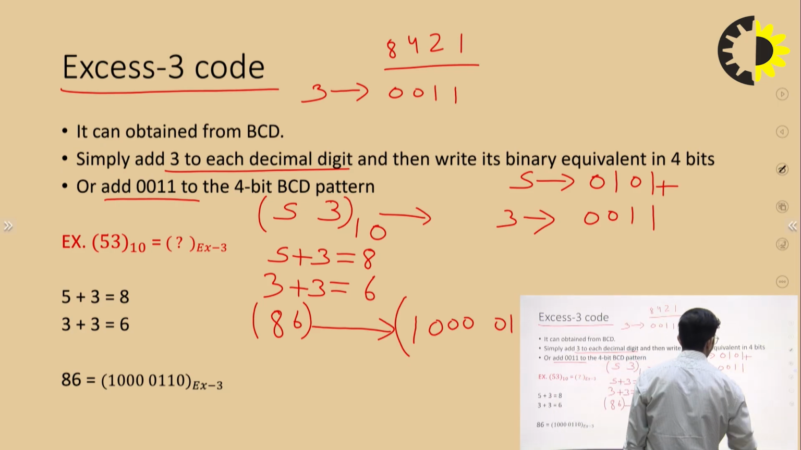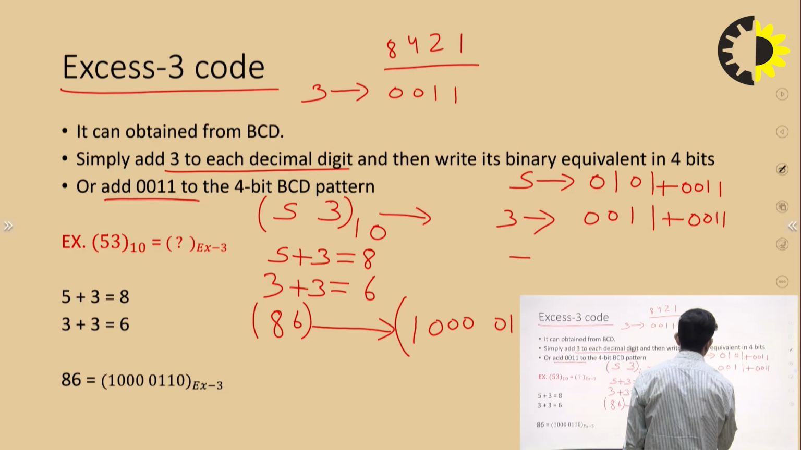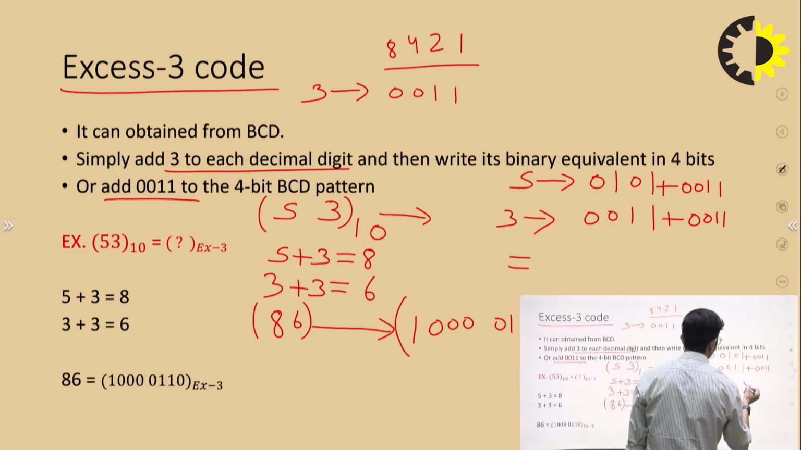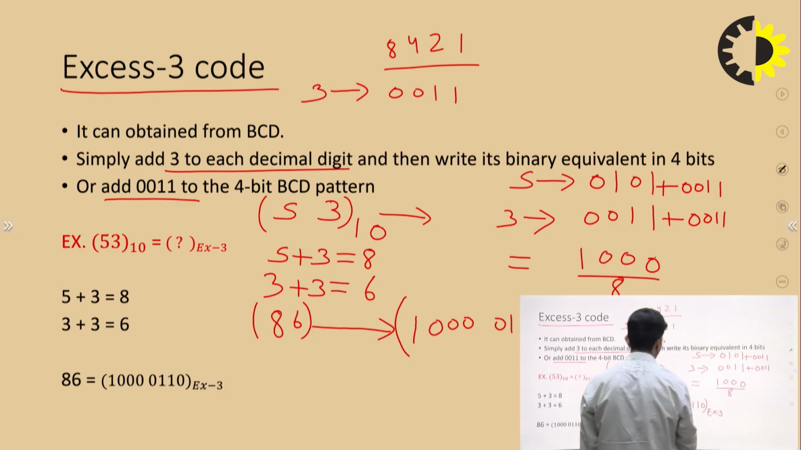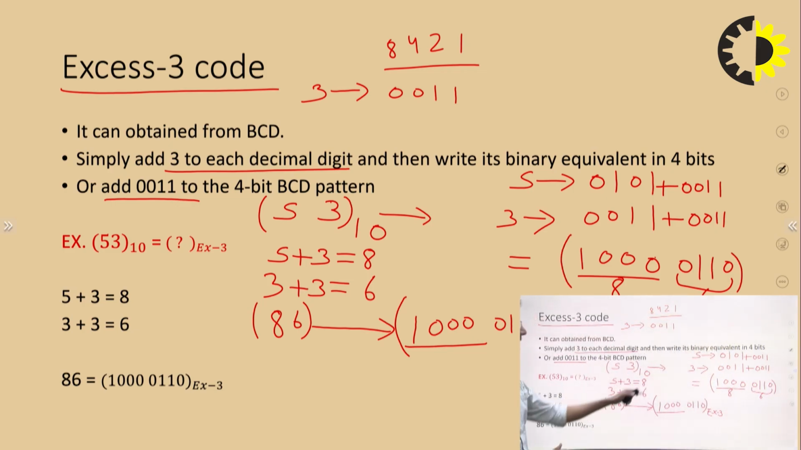So for excess 3 we have to add 3 into it, so we can add 0011, and here we can add 0011. The result will be same. So we can add 0101 and 0011, we get 1000, which is equivalent to 8, which we are getting here. Same here, we are getting 0110, which is equivalent to 6. So you can choose any method, the final answer will remain the same.